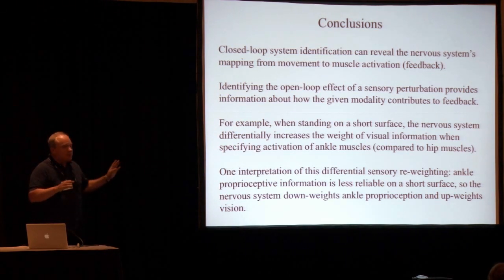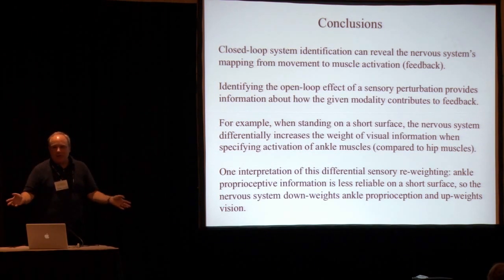And the interpretation is, when you stand on a short surface, proprioception becomes less reliable. So you're forced to downweight proprioception, and vision takes its place. So that's why you can see differential reweighting between the ankle muscles and the hip muscles, because this condition degrades proprioception selectively at the ankles.